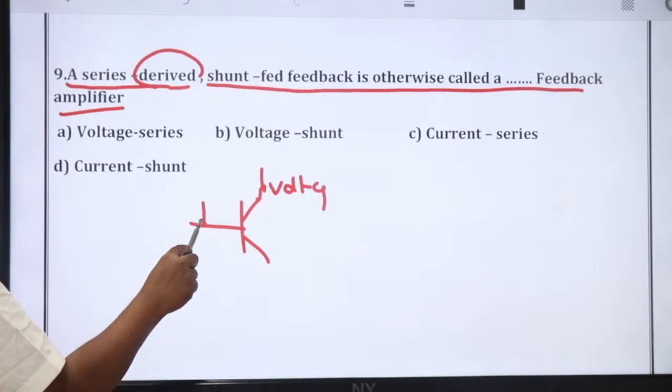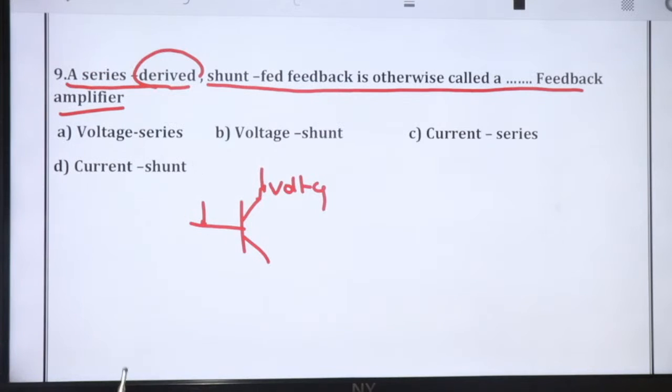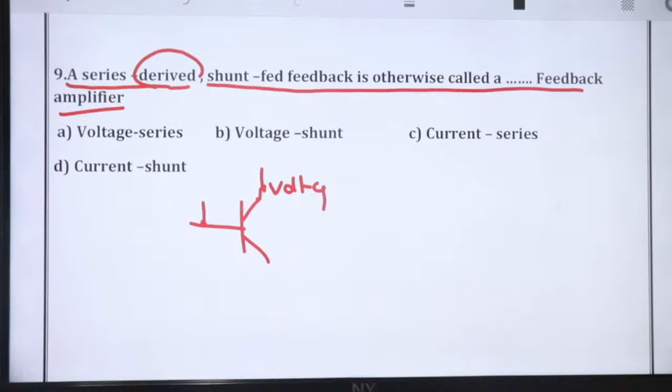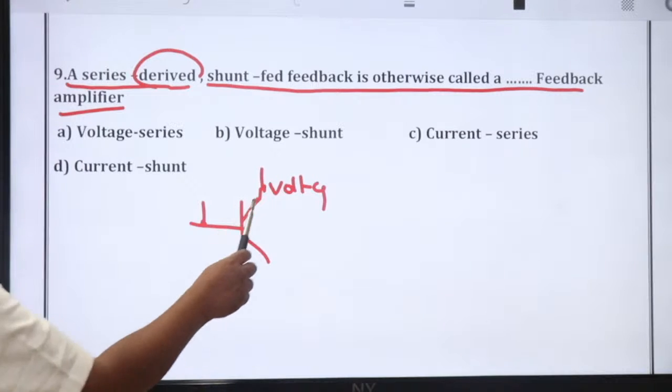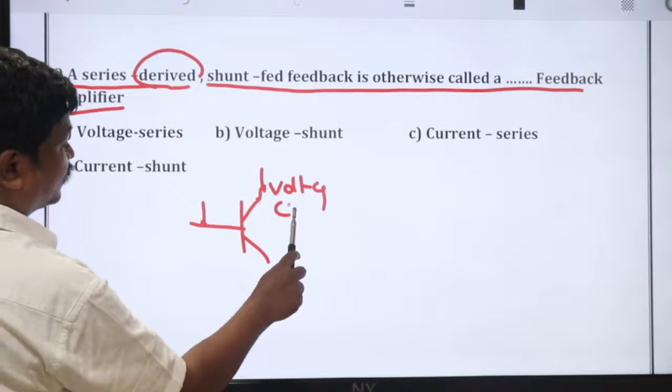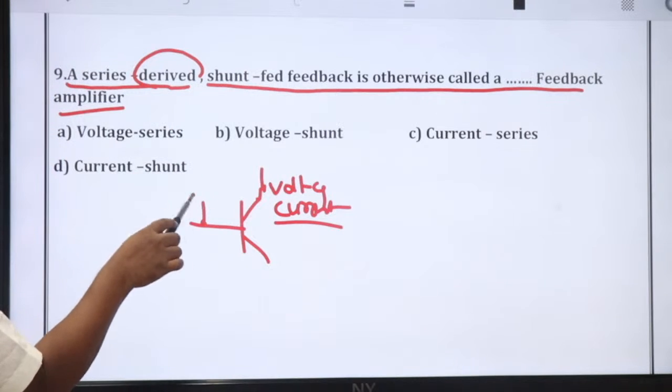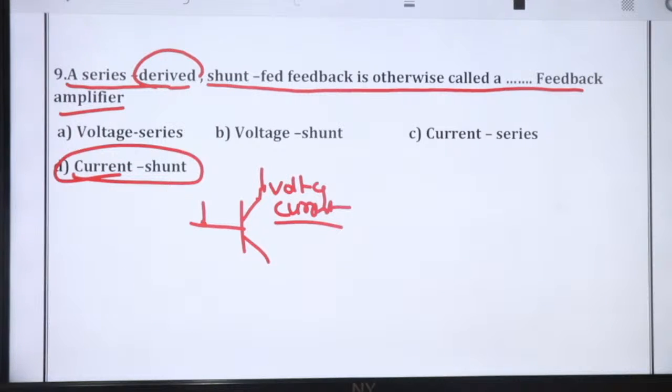Shunt means what? If the input signal is connected to the input terminal, that is called shunt feedback. Shunt feedback means what mixing are we giving? Current mixing we are giving. So what is the name of it? This is series derived, which means the current is not touching the output node. It is touching the input node. It is a shunt. That's why we can call it a current shunt.